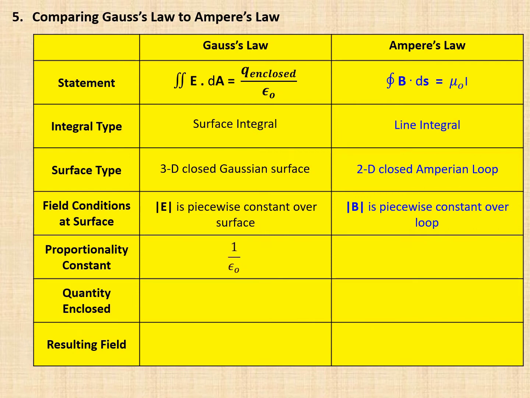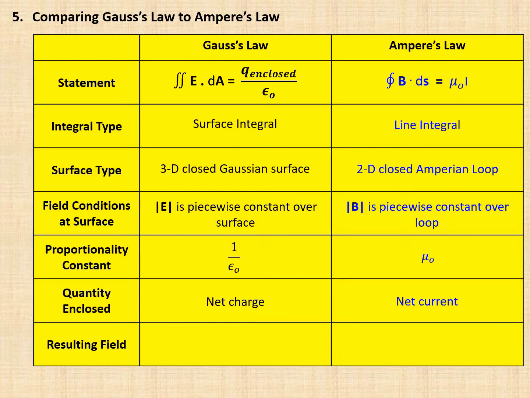On the right-hand side of Gauss's law, we see this proportionality constant, 1 over epsilon naught. So we see that the surface integral is related to this universal constant, the permittivity of free space, whereas in Ampere's law we see that the line integral is related to this permeability constant, mu naught. In Gauss's law, the quantity enclosed by the surface is the net charge, whereas when we apply Ampere's law, the quantity enclosed by the loop is the net or total current.